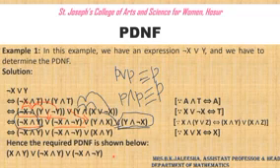So this is the PDNF, because we are expressing the problem in two variables. In the final form, all the min term brackets have both x and y factors, either in the actual or negation form.